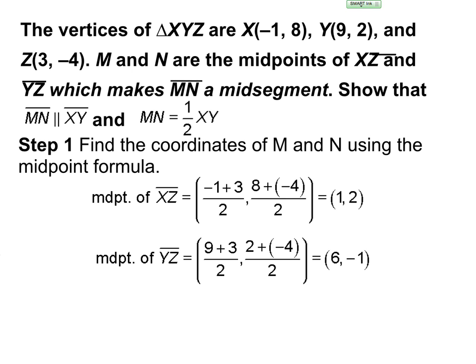Okay, now let's try XY. X and Y are the 2 points. Gotta make sure I'm using the right points. Negative 1 minus 9 squared. 8 minus 2 squared. Negative 10 squared and 6 squared. Like 100 plus 36. Still have to do the square root of all that.